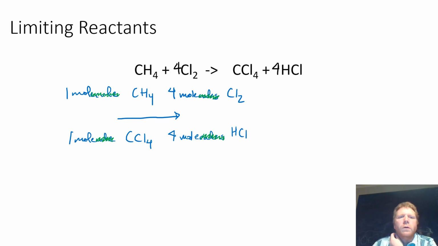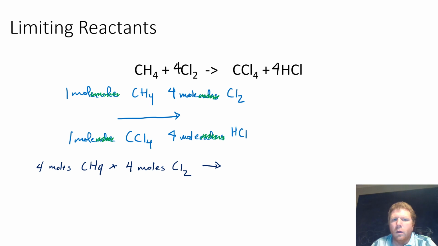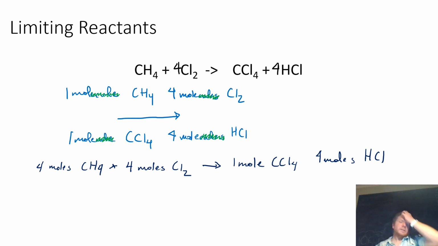Now let's think about this in a slightly different way. I'm going to draw that elsewhere. Let's say you had 4 moles of CH4 and 4 moles of Cl2. What would you produce? You would produce 1 mole of CCl4 and 4 moles of HCl. Okay, that seems a little bit tricky and challenging, but you have to think about this in terms of the individual ratio.